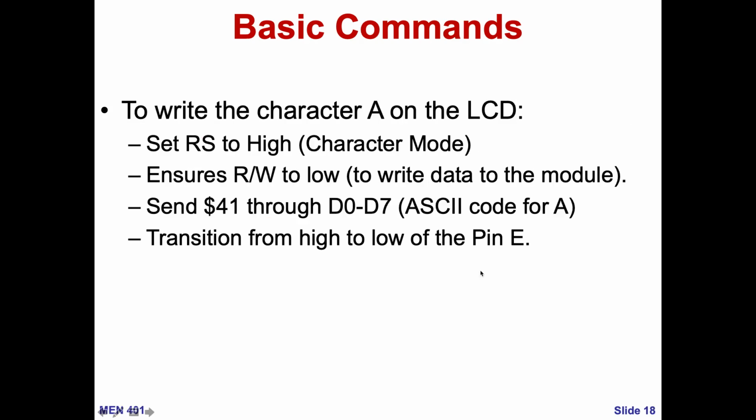Then if I want to send the character A, what should I do? Set the register select to high, because it's data now, it's not a command. Then ensure RW is low to write data. Then send 41 through D0 to D7. This is the ASCII code for A. Then make sure that I have a falling edge of E in order for this data to be sent. So this is the two ways: how to send commands and how to send data.